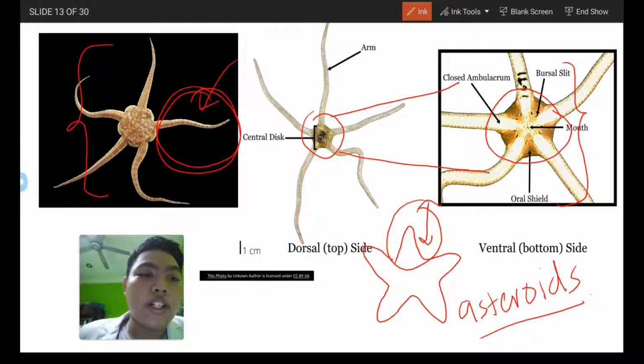This is the oral shield made of calcium carbonate plates. This is the basal slit. This little white thing is called the basal slit. At first thought, you must think of the starfish, right? No, this is not a starfish. That's why the sentence that I read earlier states that the asteroids are commonly confused with the ophiurids, because their arms look kind of the same.